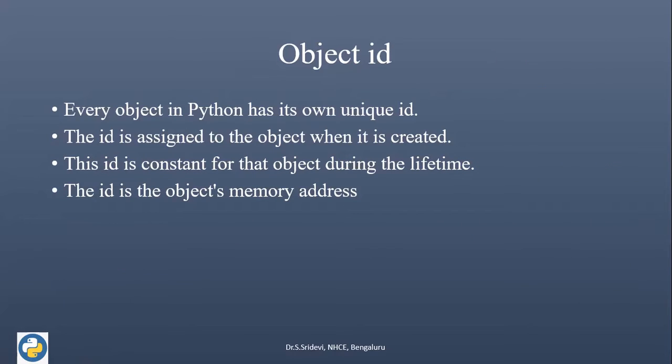Now let's see object ID. Every object in Python has its own unique object ID, and this ID is assigned to the object whenever the object is created. And this ID is constant for the object during its lifetime. And this ID is similar to the memory address in C.